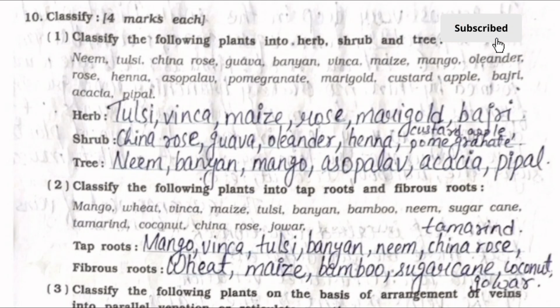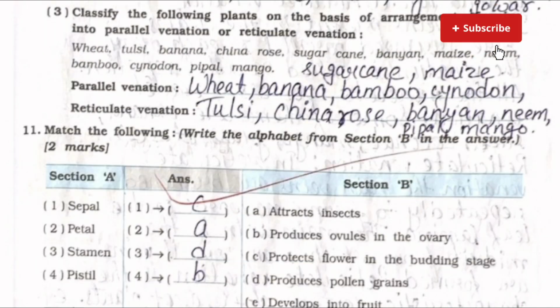Now question number 10, that is classify. So here we have 3 classifications. The first classification is between herb, shrub and tree. The second one is between taproots and fibrous roots, and the third one is between parallel venation and reticulate venation. So I have completed all the 3 classifications, so you can check and complete in your workbook.